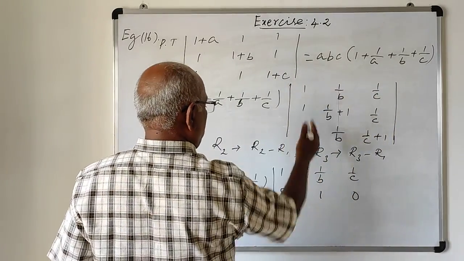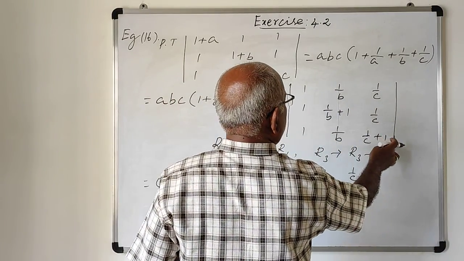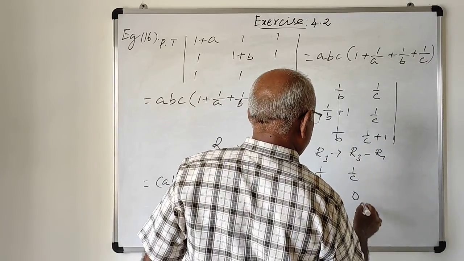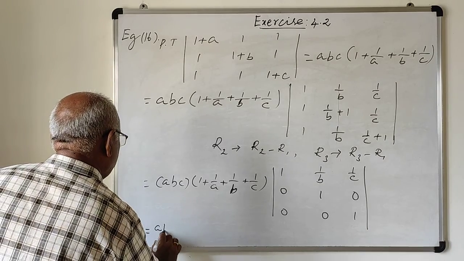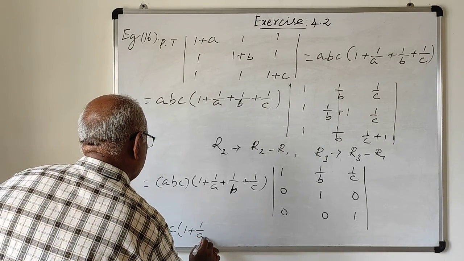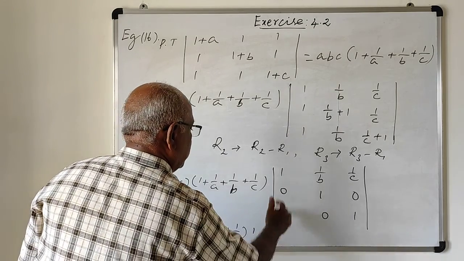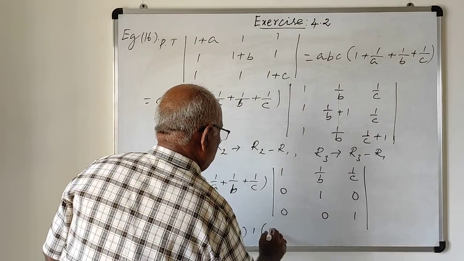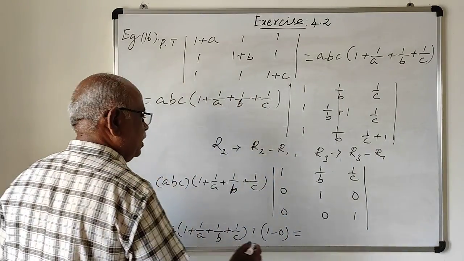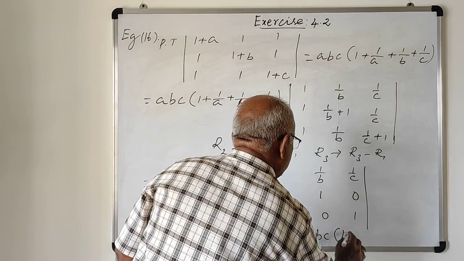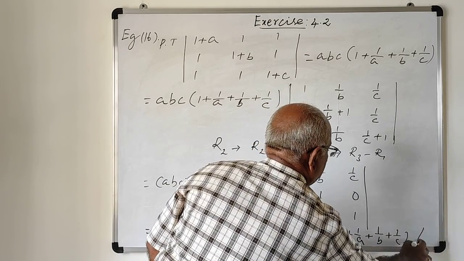Similarly, R3 minus R1: 1 minus 1 is 0, 1 by b minus 1 by b is 0, 1 plus 1 by c minus 1 by c cancels, you get 1. That's all. Expanding along the first column, we have abc into 1 plus 1 by a plus 1 by b plus 1 by c into 1 into 1 into 1, which is the required answer.